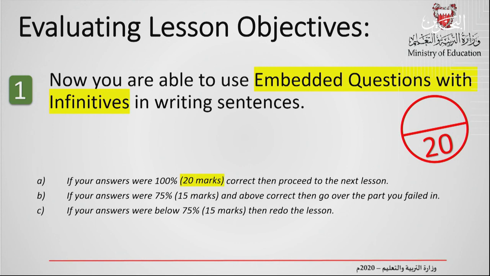If you have 100% perfect answers, that means 20 marks, then you can proceed to the next lesson. If you have 75% and above, that means 15 marks and more, then you can go over the part you failed in and redo it. If you have 75% and below, that means 15 marks or lower, then redo the whole lesson.